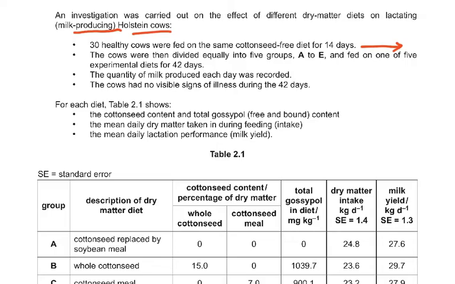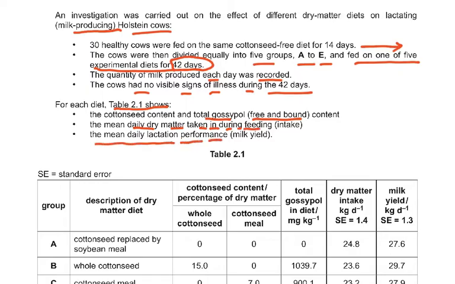The cows were then divided equally into 5 groups, A to E, and then fed on one of 5 experimental diets for 42 days. The quantity of milk produced each day was recorded. The cows had no visible signs of illness during the 42 days. For each diet, table 2.1 shows the cottonseed content and the total Gossypol, free and bound, the mean daily dry matter taken in during feeding, and the mean daily lactation performance, which is the milk yield.